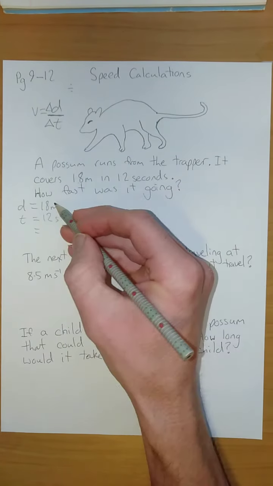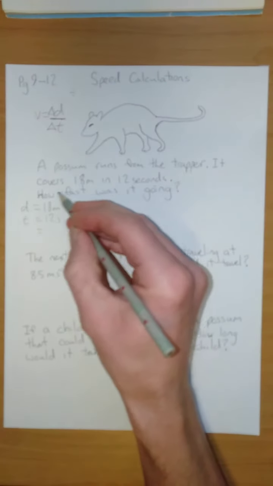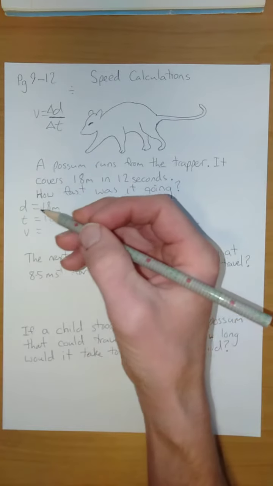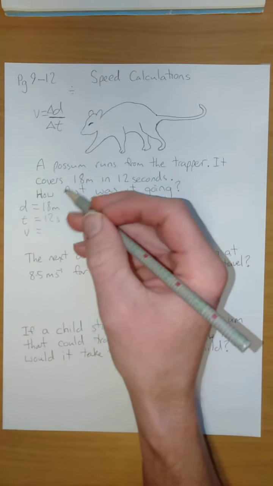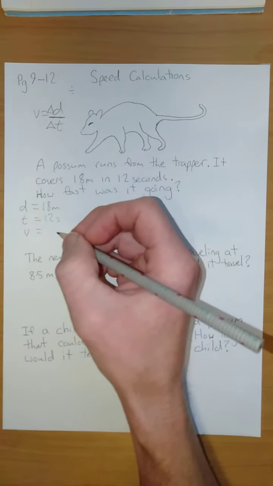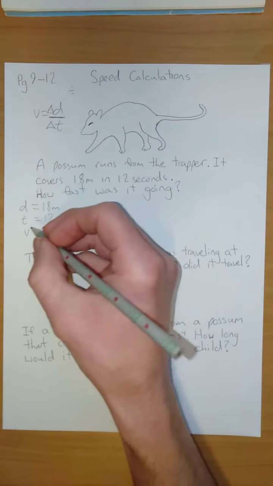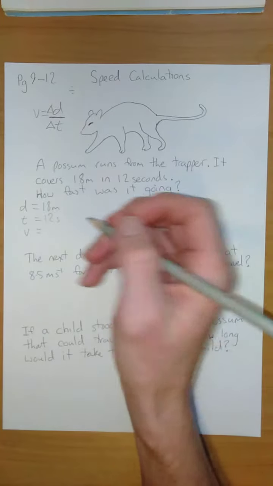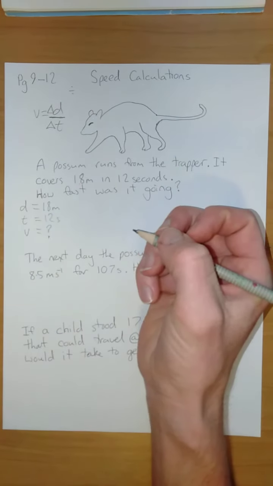And then the next one is how fast was it going? So that decodes to V in the formula, speed. We use the word velocity or speed interchangeably at year 11, but we always use a V. We never do an S in the formula. It's always a V. So V is equal to question mark. That's what we're trying to find out.